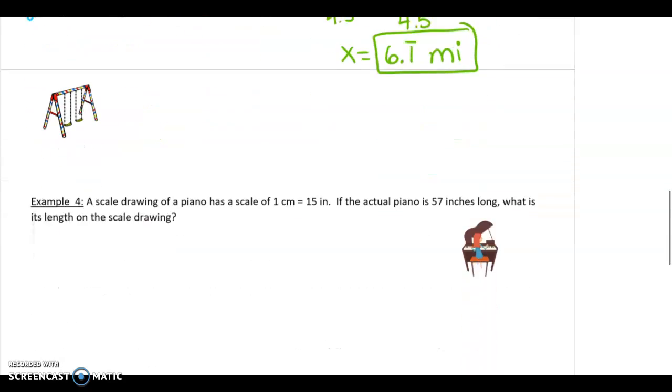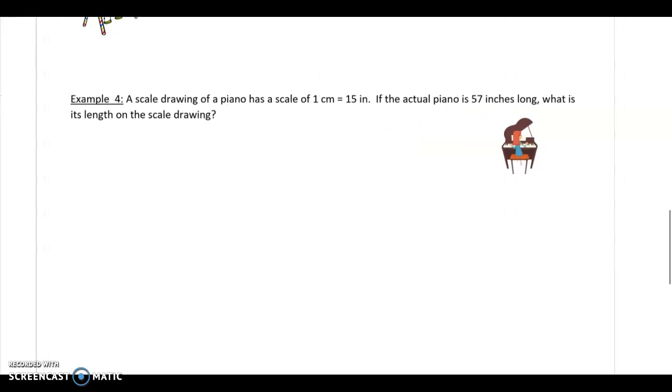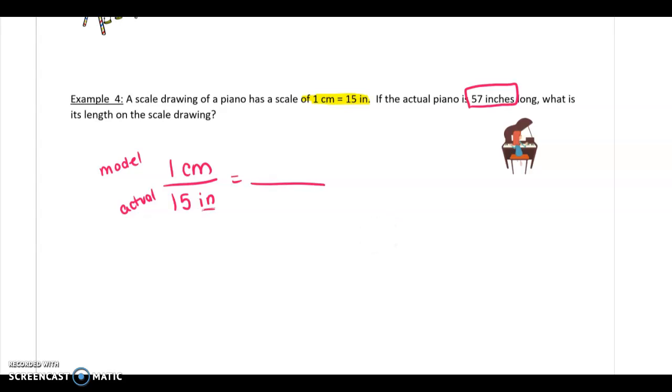All right, example number 4. So a scale drawing has 1 centimeter equals 15 inches. So that's my scale. So I'm going to write that first. 1 centimeter, 15 inches. Remember, this is the model. And this is the actual. The actual piano is 57 inches long. So on the bottom here where the inches is, because this is 57 inches, I'd write 57 inches. I don't know the length of the scale drawing, so I'll put an x.